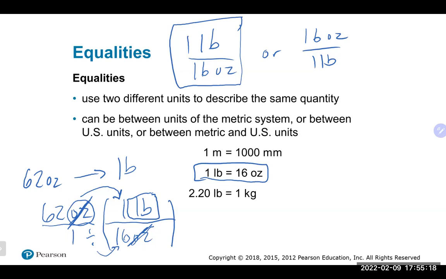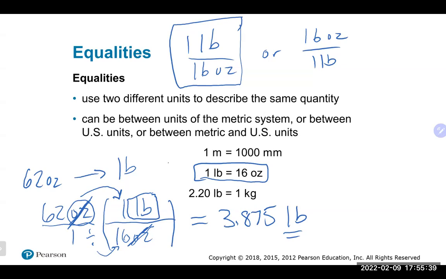All right, so 62 divided by 16. That's going to give us an answer of 3.875. The units here would be pounds. Now, let's talk about significant figures. And again, that is found by taking 62 times 1 and then coming back and dividing by 16.